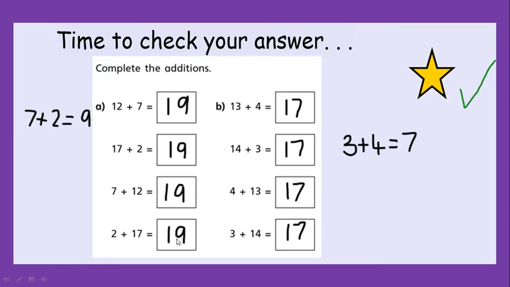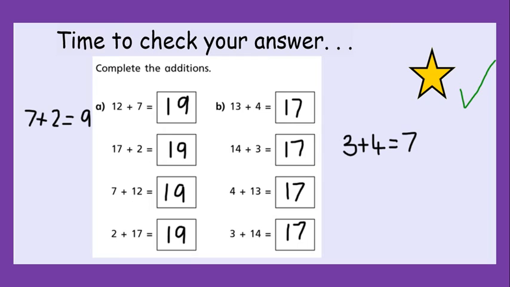That's amazing. Look at all those different ways to make 19, and it was so easy once we knew that 2 add 7 or 7 add 2 makes 9. I was able to figure out that the answer was 19 quite quickly. Did you realise that?